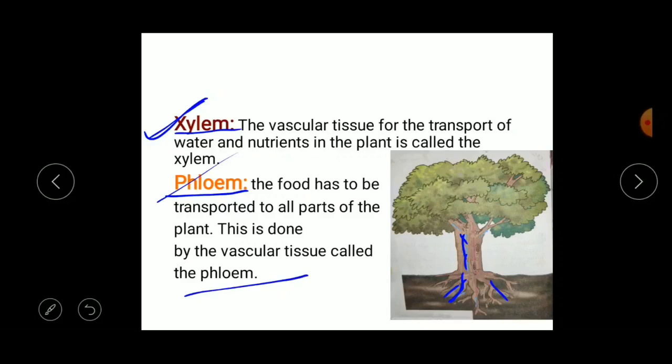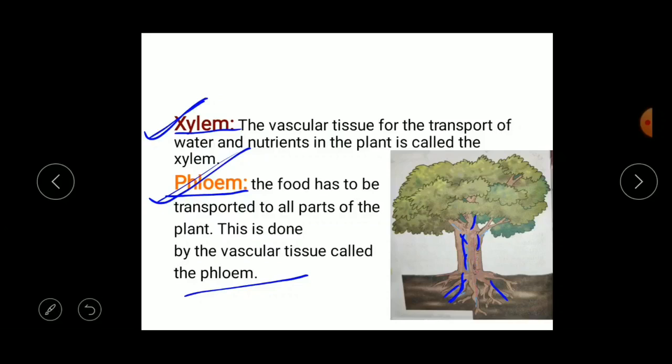So the leaf is where the food is prepared in the plant. Once the leaves prepare their food, it has to be transported to all parts of the plant, right? So that is done by the phloem. What is the main function of the phloem? The phloem transports the food to all parts of the plant. Here you can see, children, the red arrow marks. Can you see the red color arrow marks? Yes, so this is the phloem.